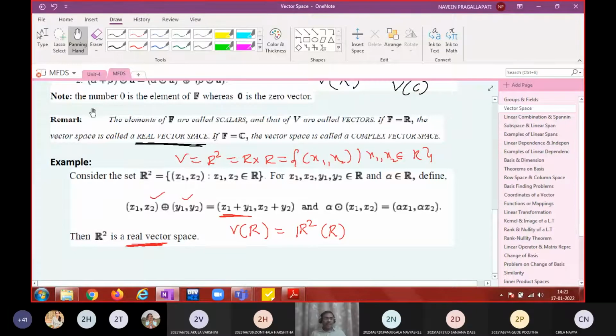Okay, is this a vector space over the field of complex numbers? Can you say? Is R square a vector space over the field of complex numbers? Is this a vector space? Can you please tell me? Is this law satisfied?